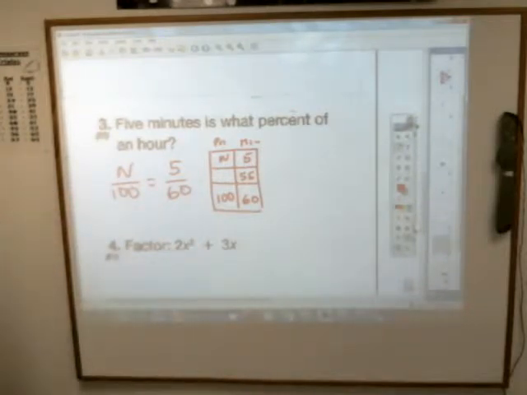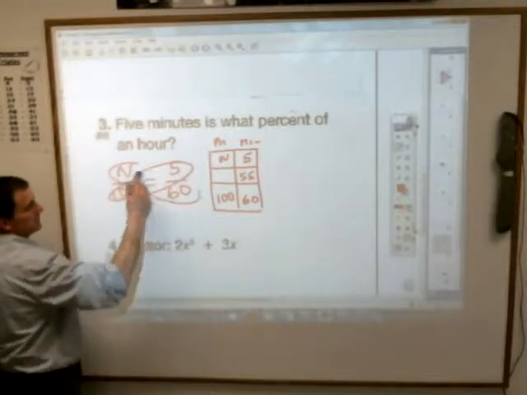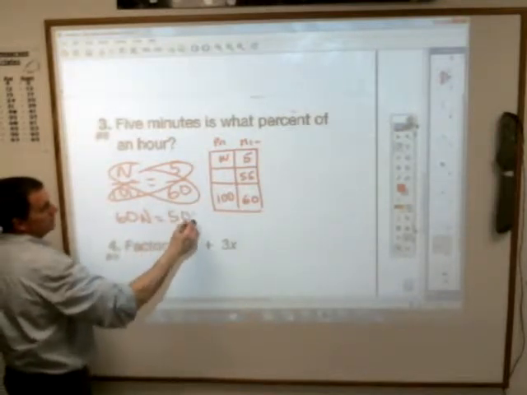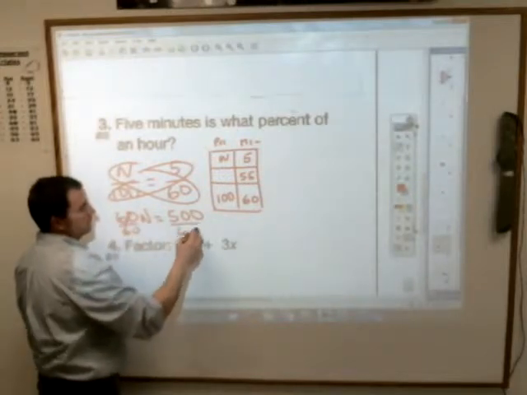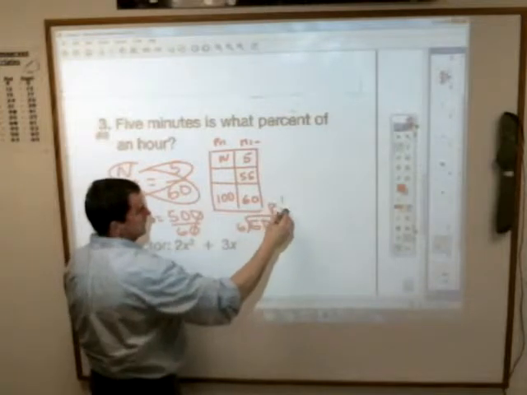And unfortunately, it doesn't work out evenly. That's why we didn't get a nice clean answer there. You have to kind of do it out here. This times this equals that times that. 60 times what number equals 500? And if you divide that all out, you actually get 50 divided by 6, and you end up with that 8 1/3.